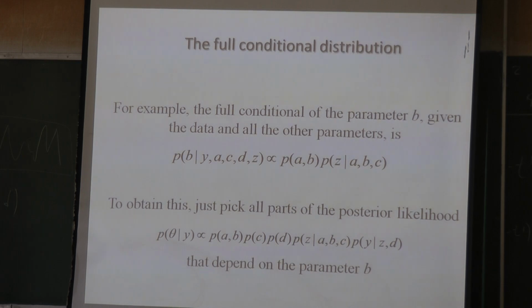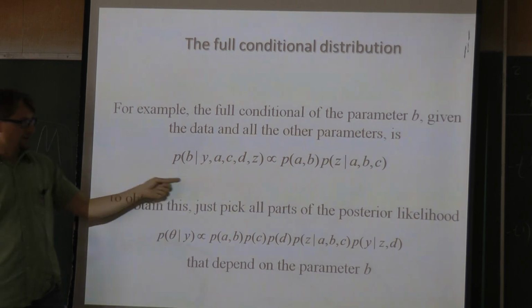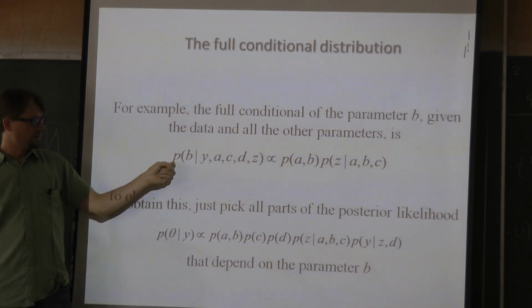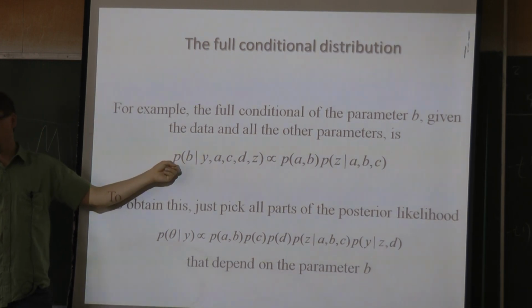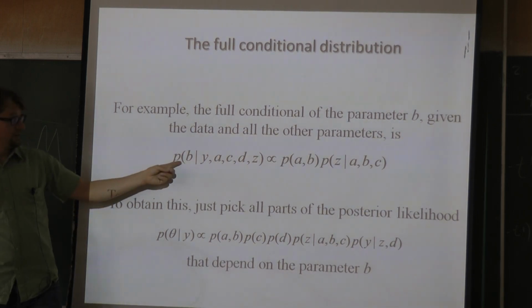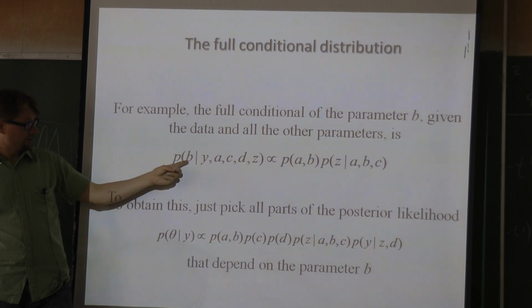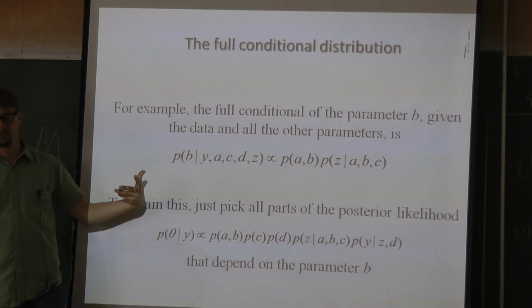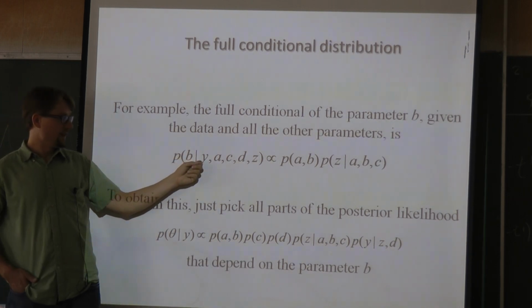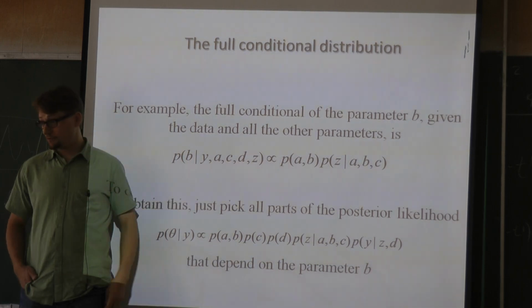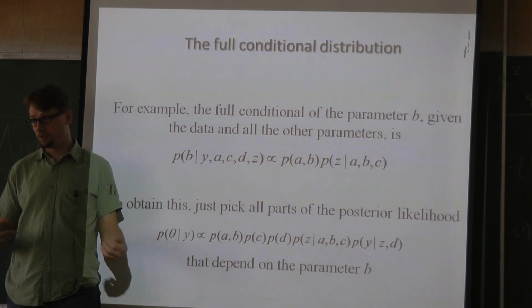Okay, one more concept that's kind of central here is that of the full conditional distribution. So the full conditional distribution is defined, for example, in this way. This is the full conditional distribution of the parameter B, one of the parameters of the model. So this is asking what's the probability, let's speak a bit loosely, of a given value B given the data and given the values of all the other parameters. That's called the full conditional distribution.